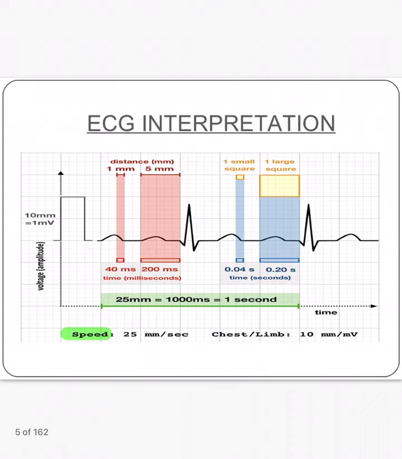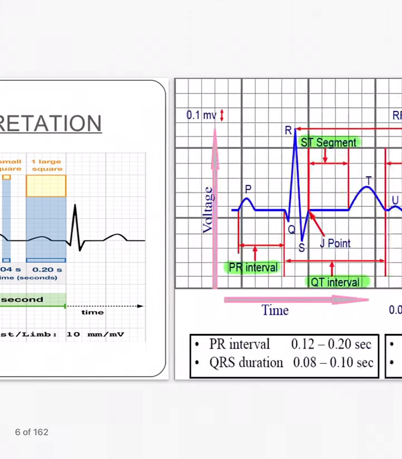Now coming to how you interpret the graph. Normally the reading is taken at a rate of 25 mm per second. This is important, that the reading is taken at 25. We have already seen 0.04 second and 0.2 second. That was important: one small square, one large square, and the distance also we have seen.